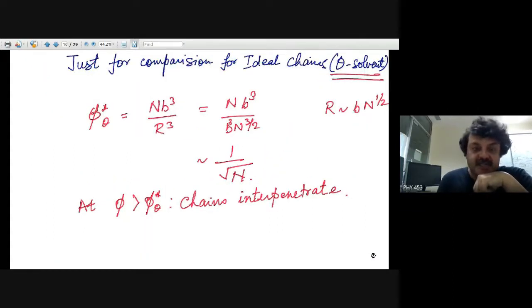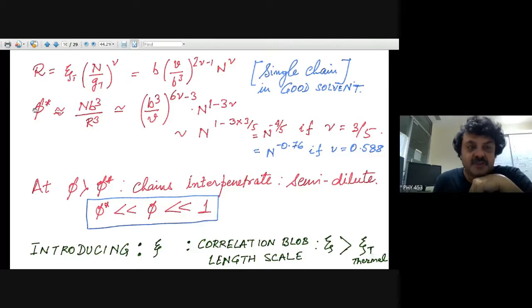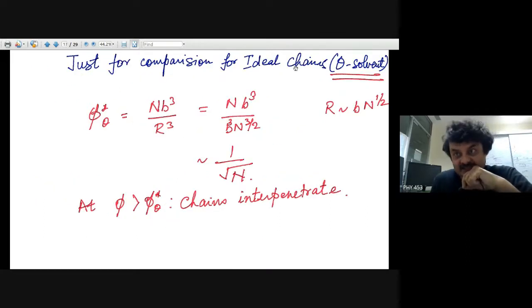Before we go ahead, just for comparison, let me remind you that for the good solvent case, we use phi star goes as N b cube by R cube, and for R cube we used this expression with N to the power nu. But if you had ideal chains, the theta solvent, then phi star would be N b cube by R cube, where R cube will go as N to the power 3 by 2, because R goes as b times N to the power half for the theta solvent, the ideal chain case. And in that case, phi star would actually go as 1 by root N.